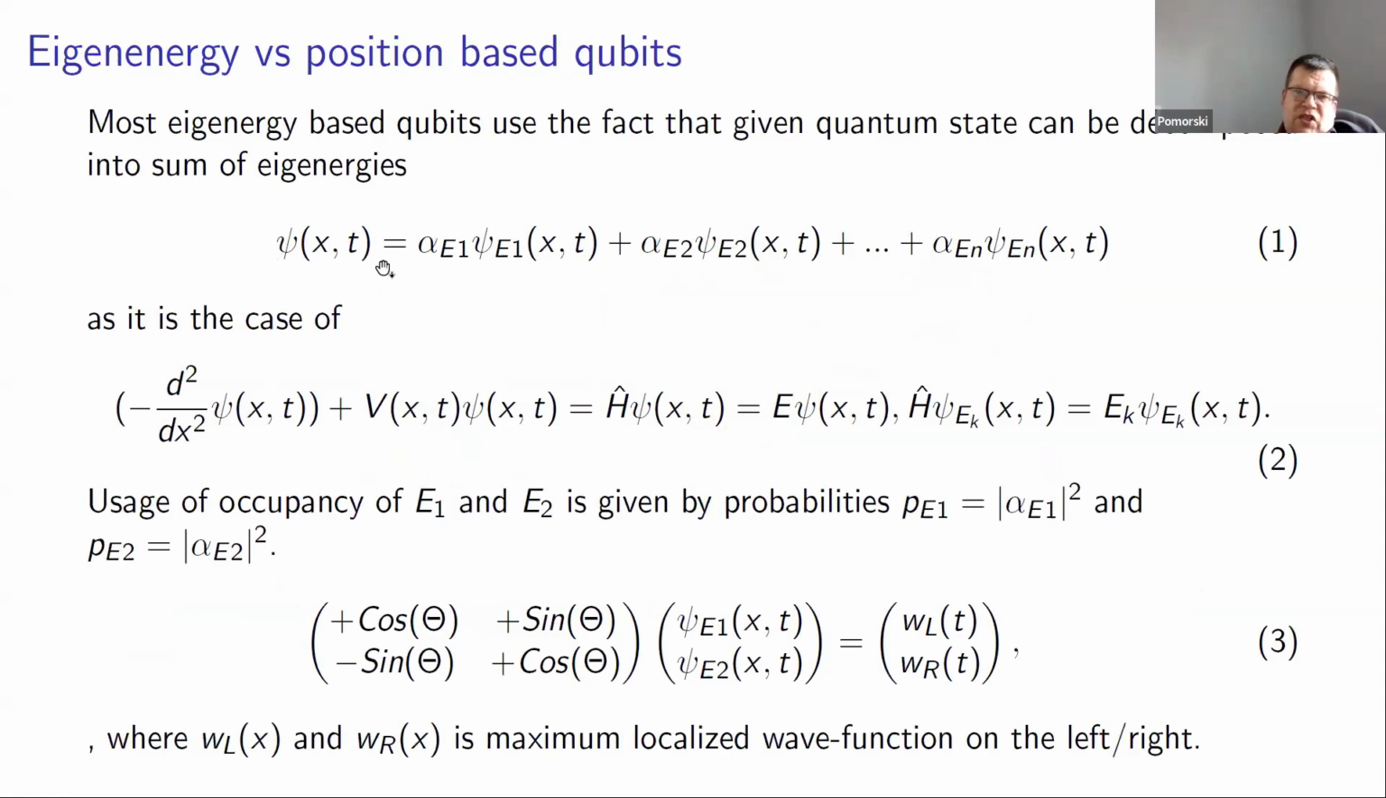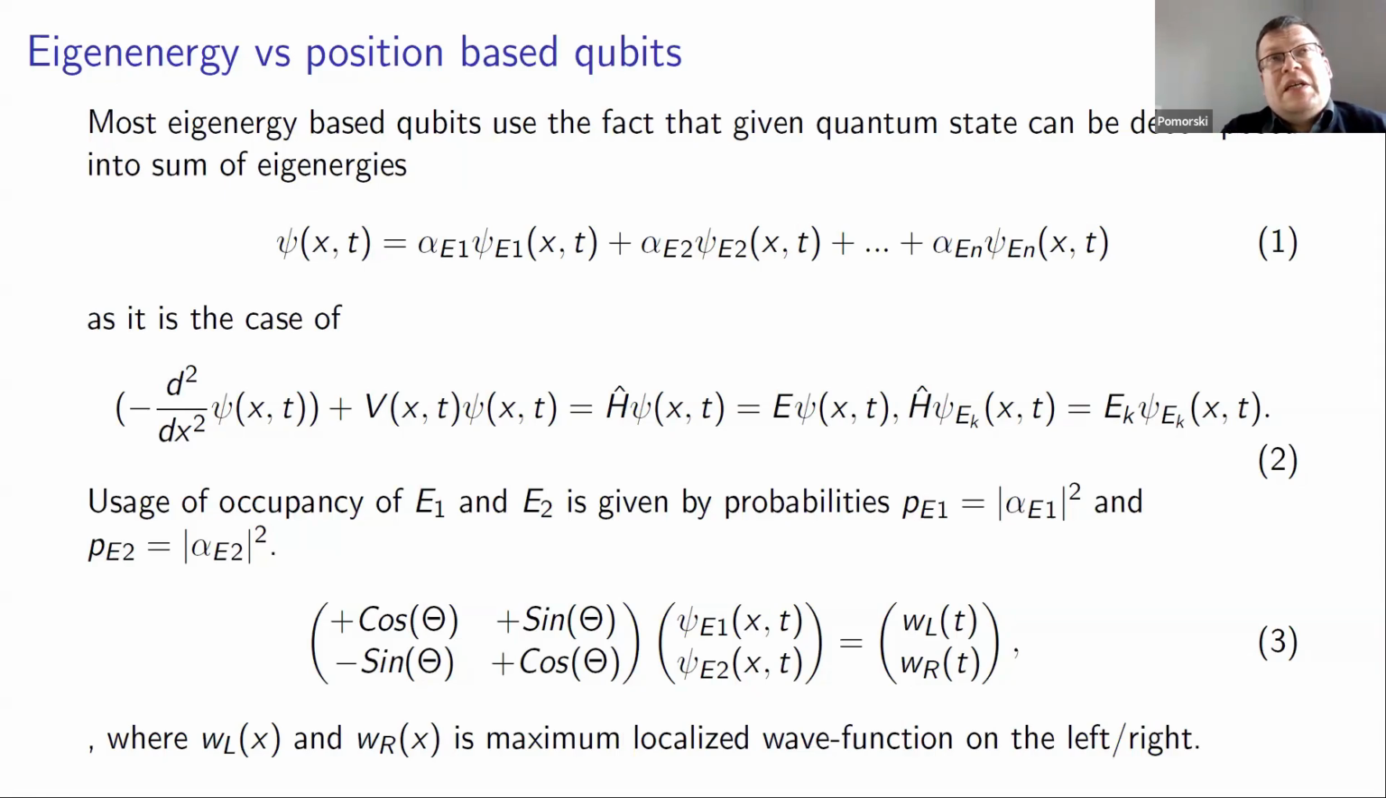Standard wave function is nothing else than a superposition of eigenenergy wave functions corresponding to each of the eigenenergies. And then you have the standard Schrodinger equation. Nevertheless, you can think of the system in a slightly different way.